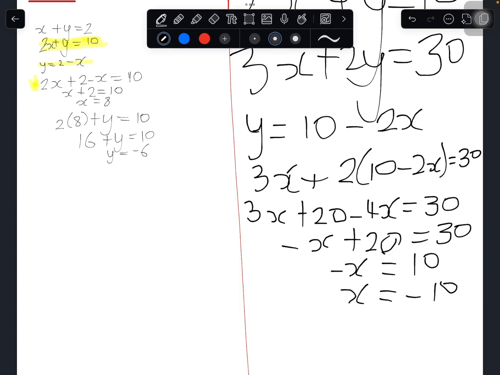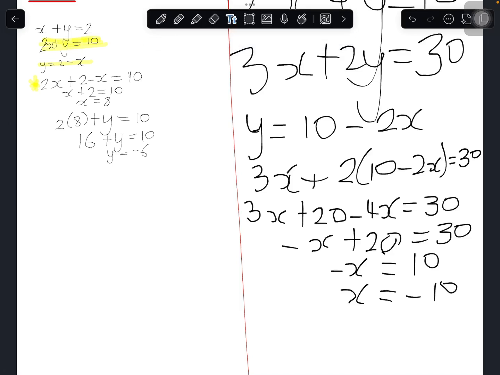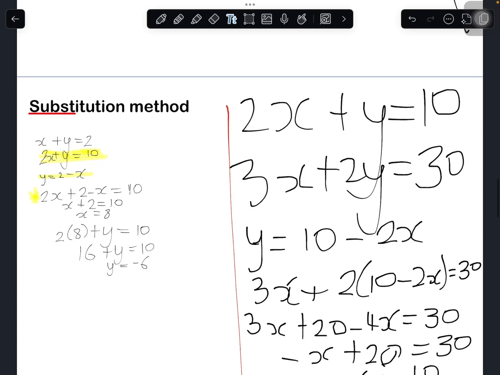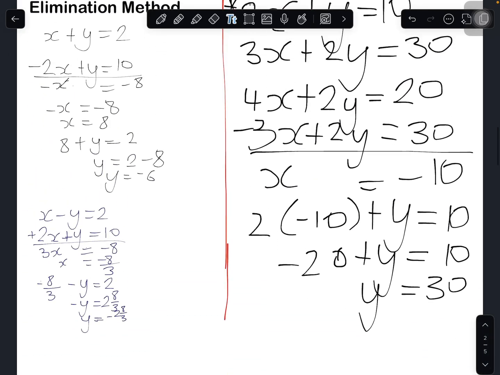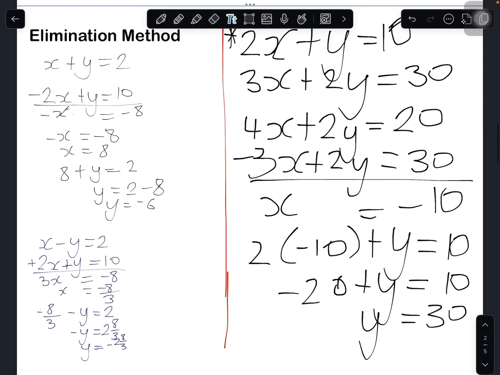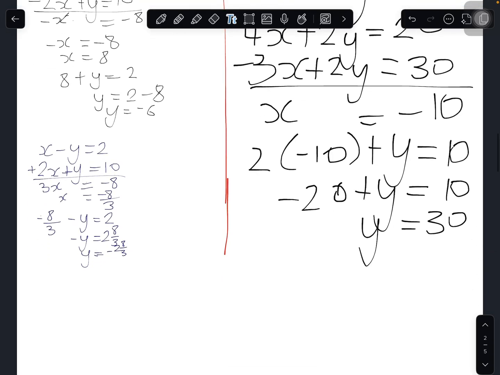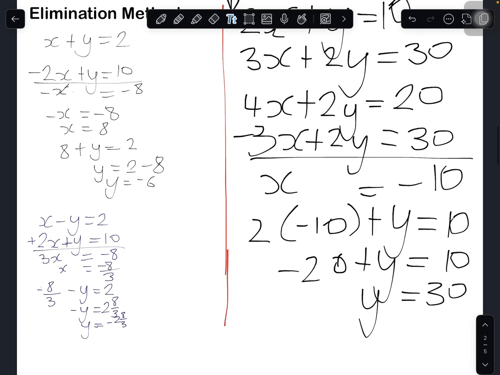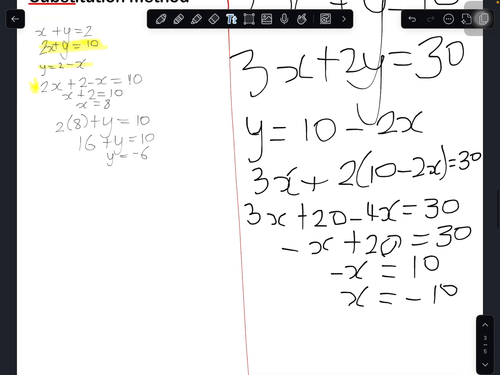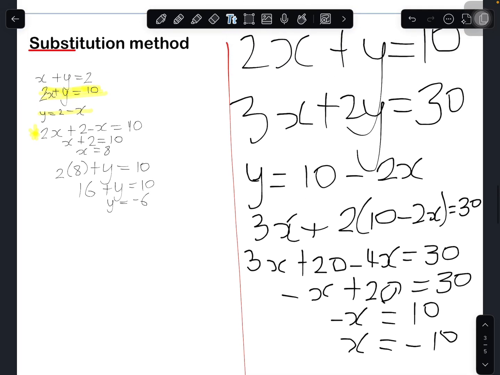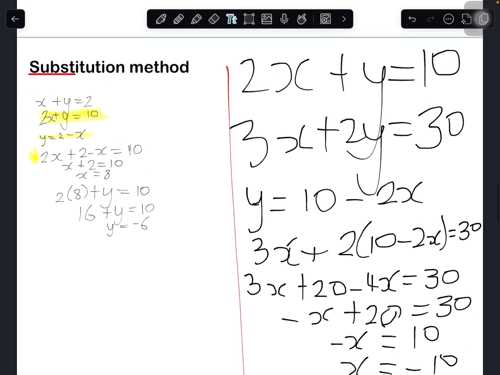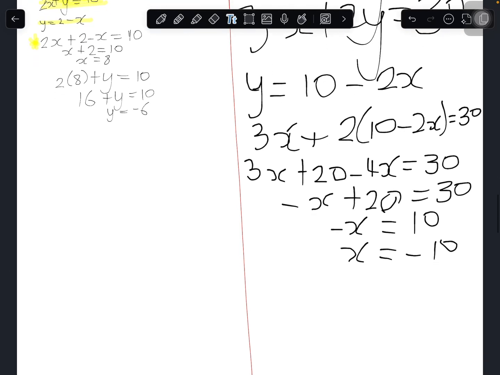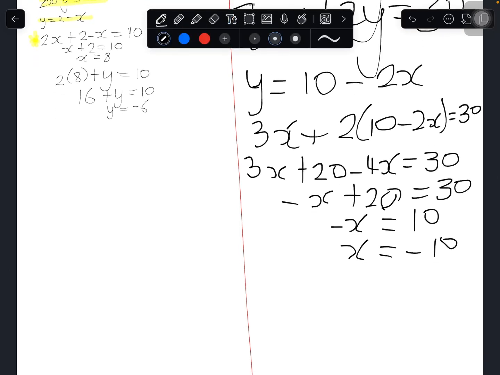and then x equals negative 10. I just want you guys to note, let's look at our answers here. For the previous question, we had x equals 8, y equals minus 6, and here we also had x equals 8, y equals minus 6. For the substitution question, we have x equals minus 10, and at the same time here we had x equals minus 10. We actually need to figure out y and complete the sum.